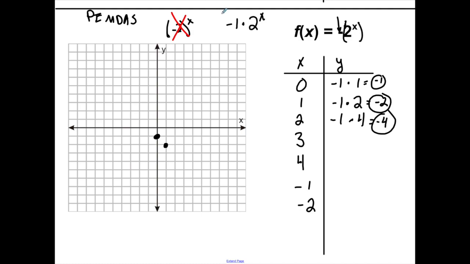So you got to really, as with the quadratics, I really pushed being careful with that. So you got to really be careful with those signs. So now I'm going to plug in 3. So I've got -1 times 2 cubed, which is 8. So it's -8. So I've got (2, -4), (3, -8). So it looks like this is making it go the other way.